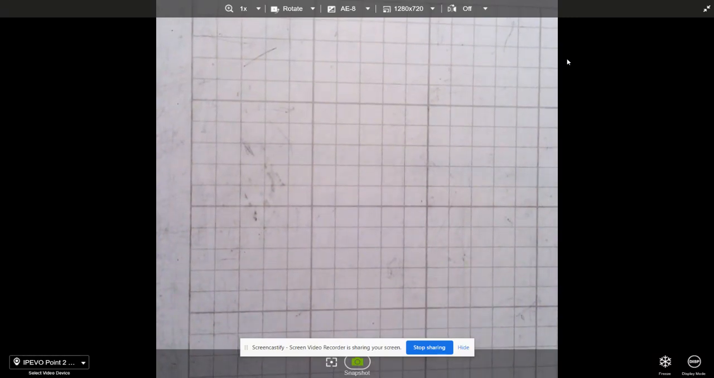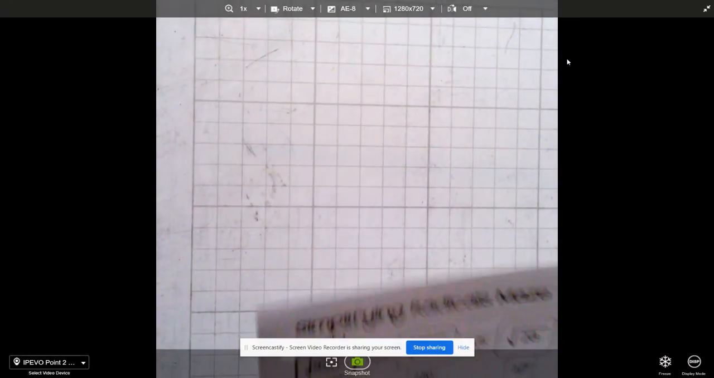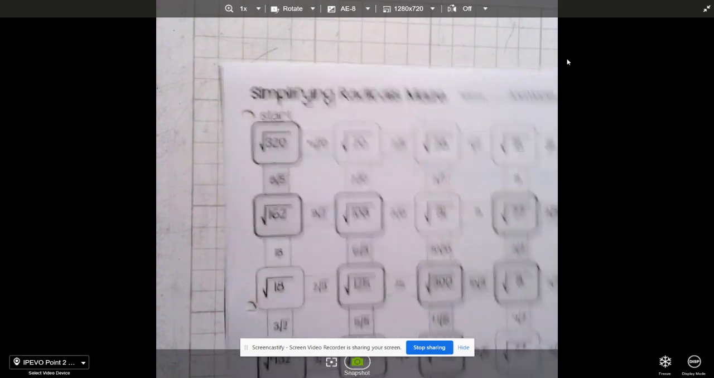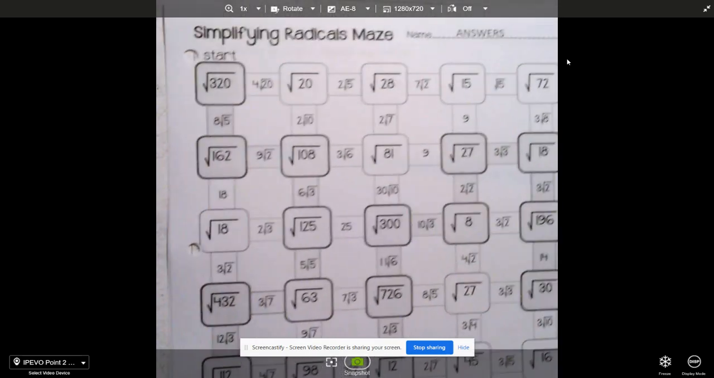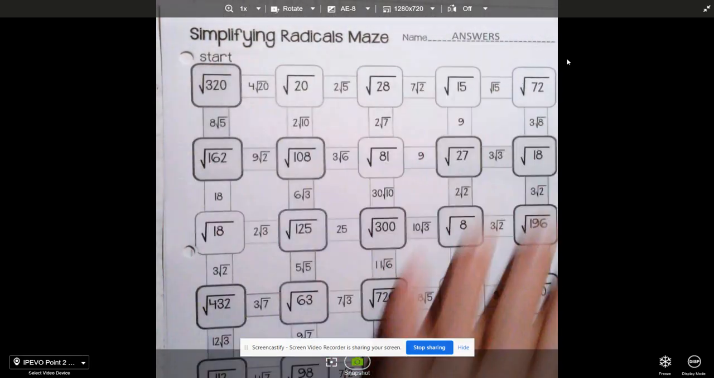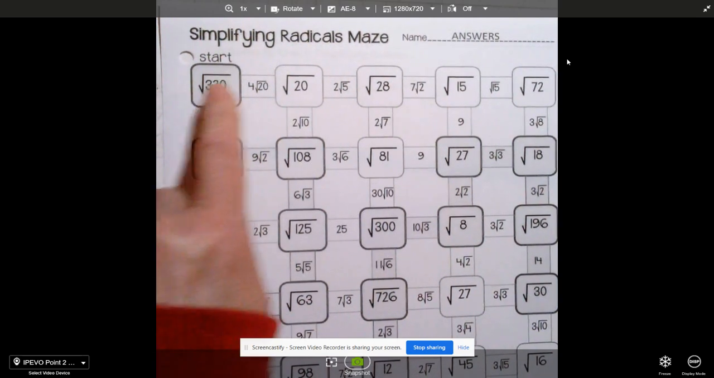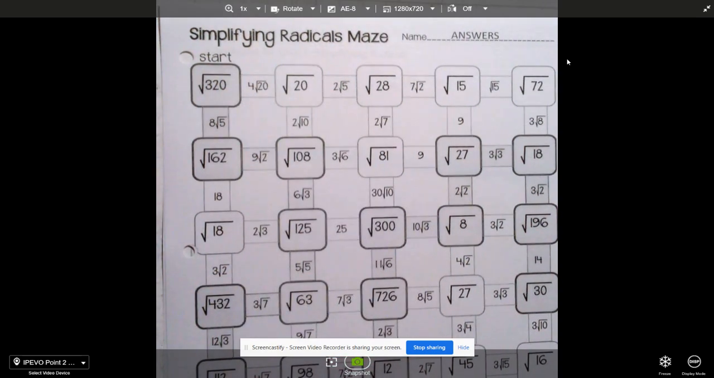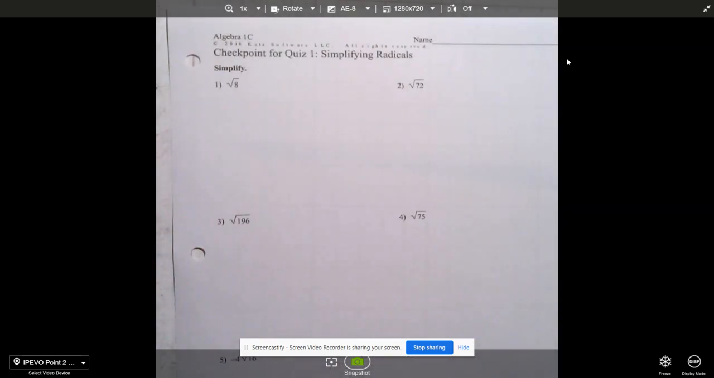All right. Well, I had some questions on Unit 9, Section 2 and 3. So this here is the worksheet for 2, and it's just a maze that they have created that can kind of give you some practice in simplifying radicals. And then this one here is just a checkpoint for the quiz. So quiz 1 is just kind of a review of simplifying radicals.